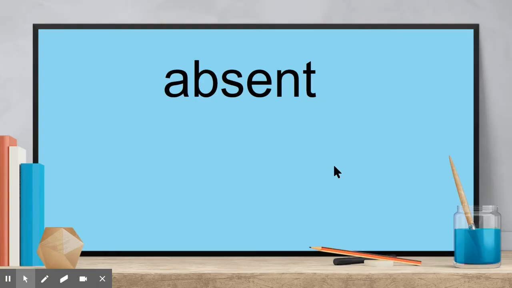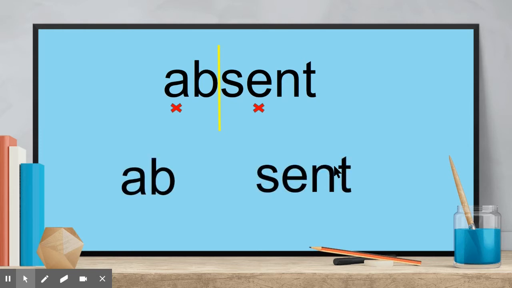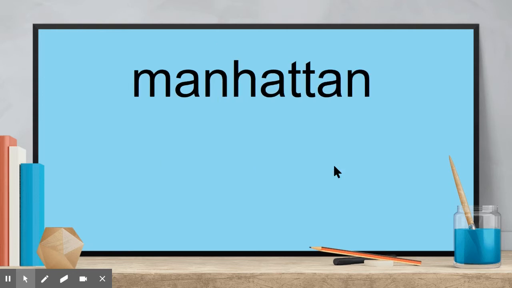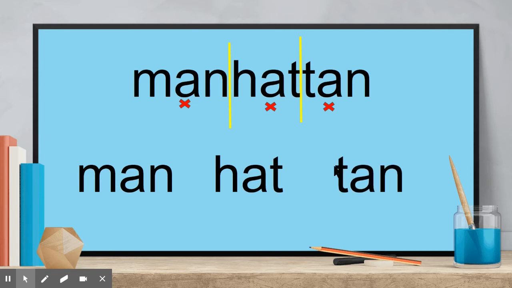For example, if you had the word absent, you could mark the vowels and split the consonants to create ab-sent. It's easier to read, right? You think it happens in your mind, but if we practice it this way, it'll make it easier to happen in our minds. So we have this word too, Manhattan. And we split those consonants and we get three simple words that we can easily recognize.